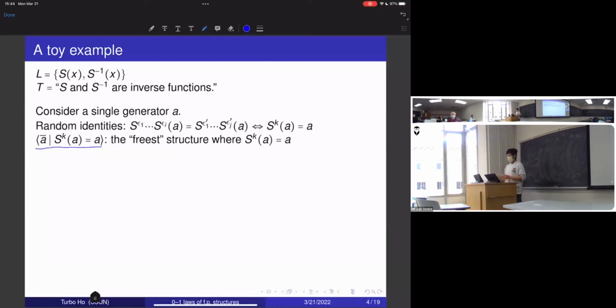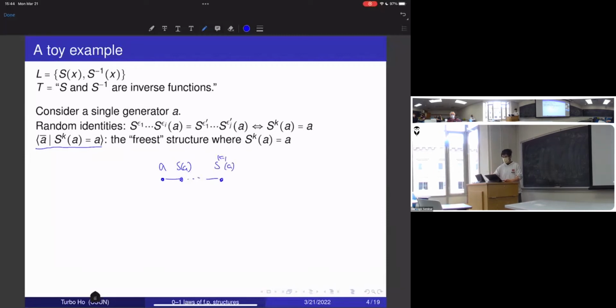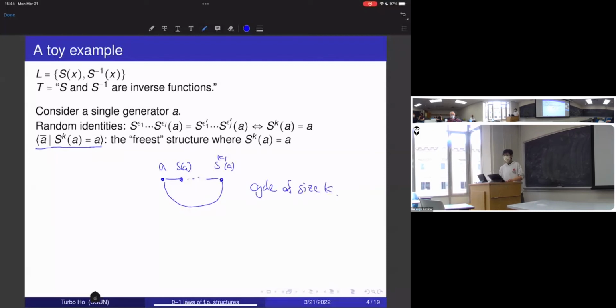So really what you're saying is that two terms are equal if the original theory T plus this identity proves those two terms are equal. Then you can show that this is a well-defined thing, and that will form a structure in this theory. In this case, it's fairly straightforward to see that you're going to start with A, and then you're going to have your S of A, and so on. And then you're going to have your S^(k-1) of A. But then if you go one step to the right, you're going to go all the way back to A. So basically, you have a cycle of size K.